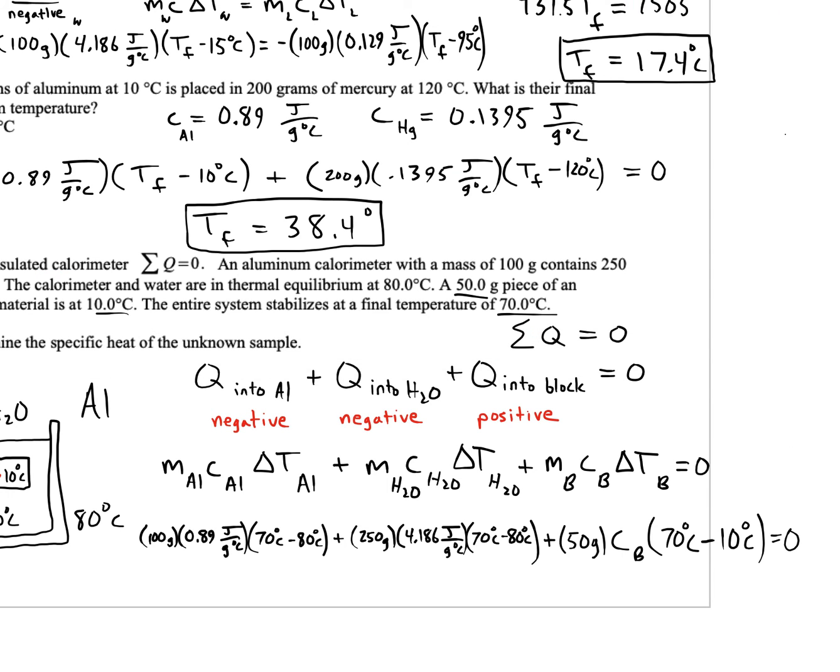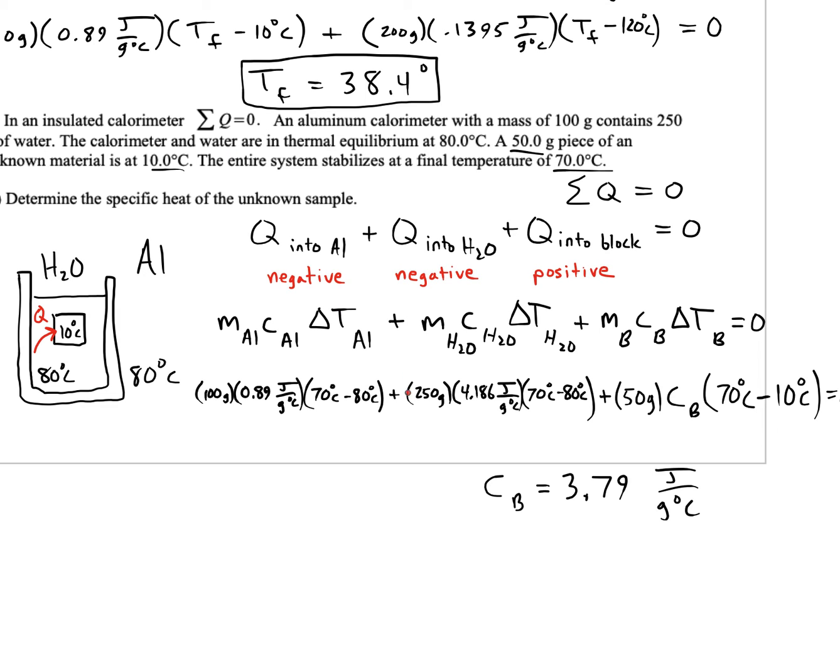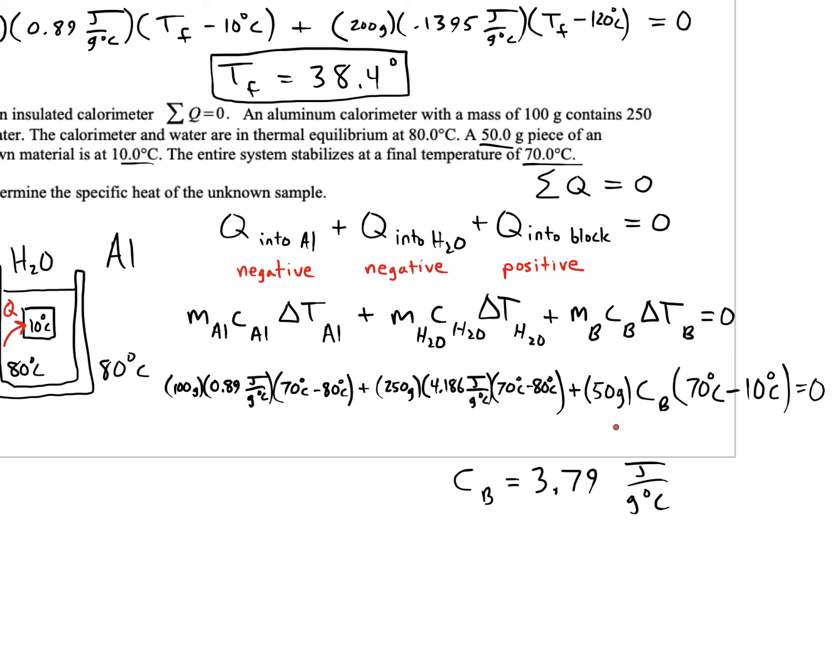It's telling me the specific heat would be 3.79 joules per gram degree Celsius. Well, if I go back in to do my check and plug this 3.79 in here, I get that it was an addition of 11,370 joules of heat flow into the block to warm it up.